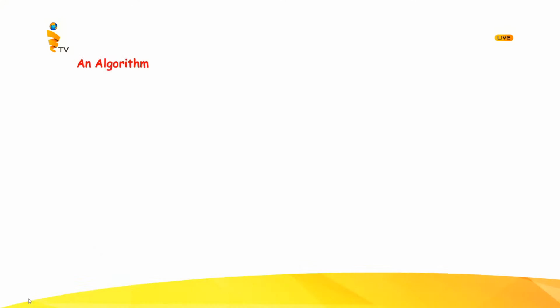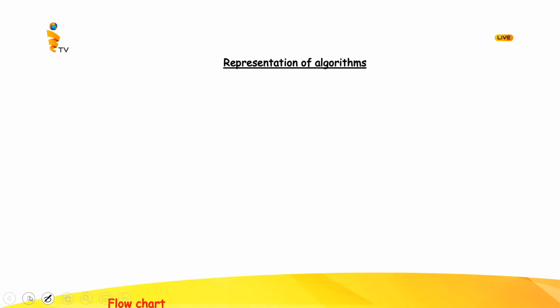Now, what is an algorithm? I hope you remember that also. An algorithm is an ordered set of instructions which we use to solve a problem. In computing, we represent algorithms in several ways. We have to learn basically two ways of representing an algorithm. What are they? First one is as a flowchart.